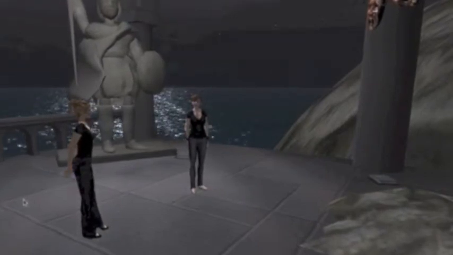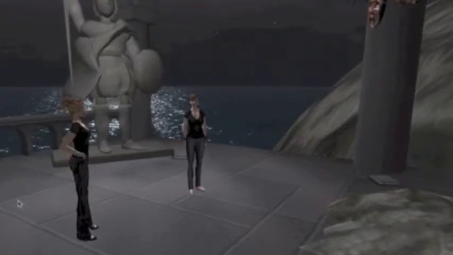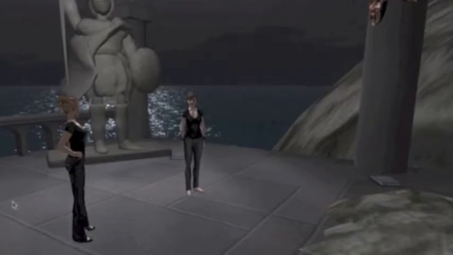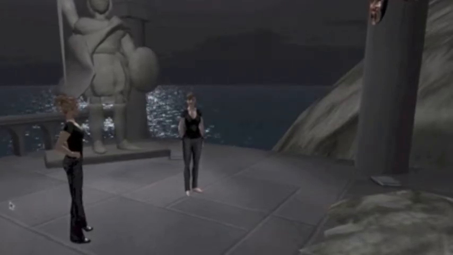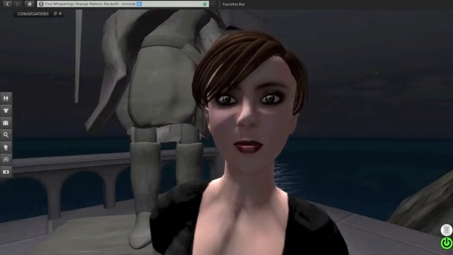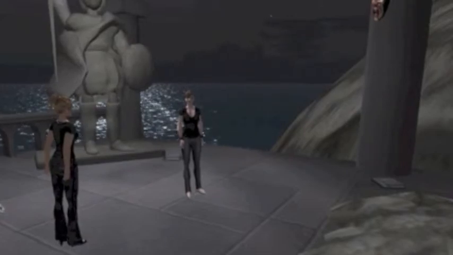Was Shakespeare ahead of his time? Decide for yourself. After all, he once said, "All the world's a stage, and all the men and women are merely players. They all have their exits and entrances." But let's correct that final line. And one man in his time plays many parts in Second Life.